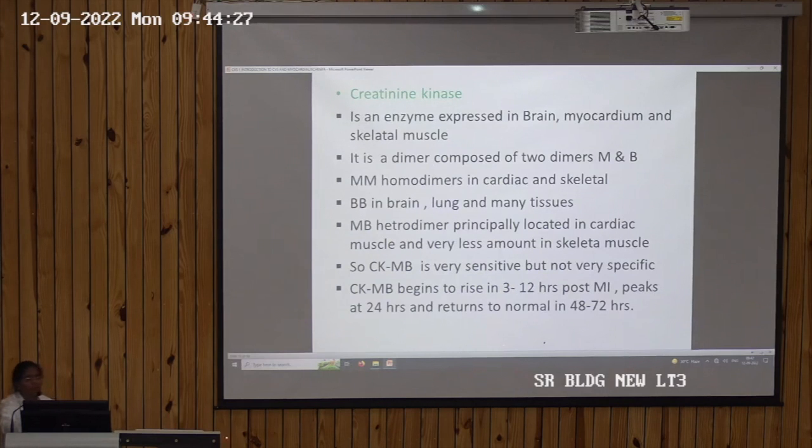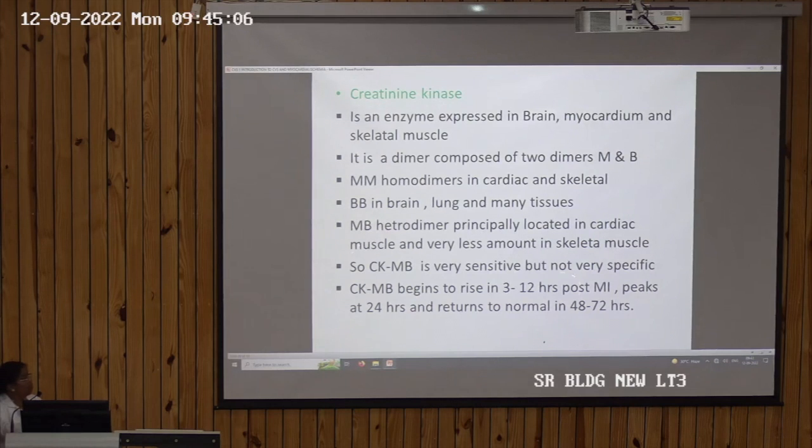Now, creatine kinase is an enzyme which is expressed in brain, myocardium, and striated muscle, and it is made up of two dimers, M and B. So it may be totally M and M, B and B, or M and B. The M and M homodimers are present in the cardiac and the skeletal muscles. B and B are present in the brain, lungs, and many other tissues. And the MB heterodimer is present usually only in the cardiac muscle and a very small amount in the skeletal muscles. So the MB heterodimer is very specific for the heart.